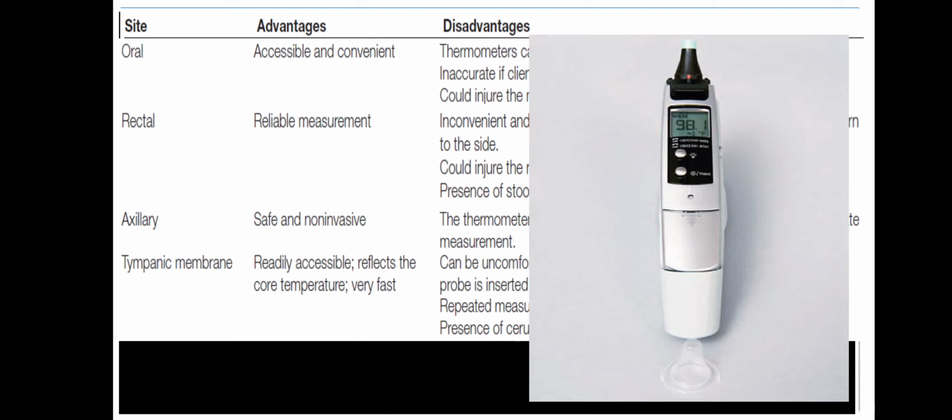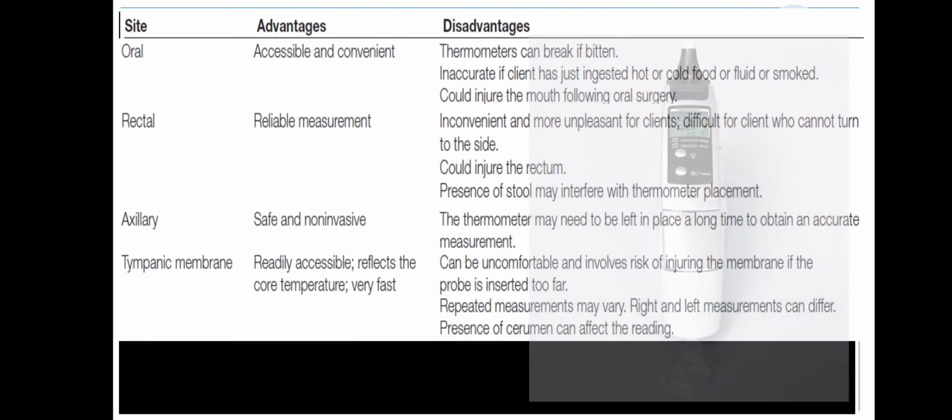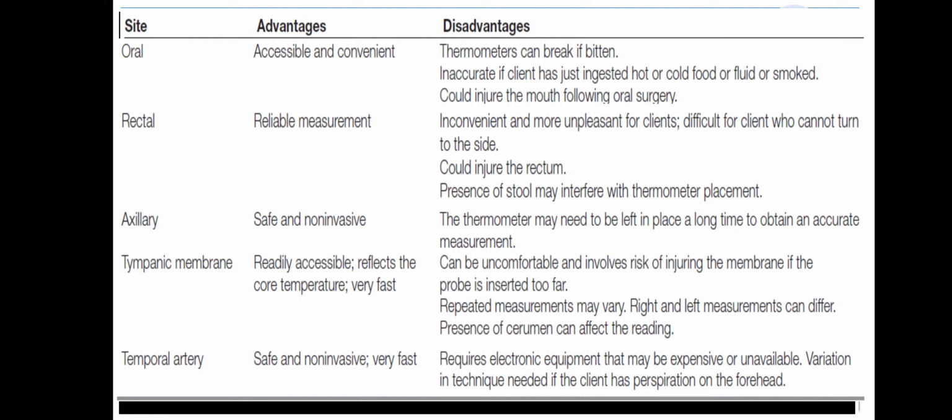So, we have also the tympanic membrane. So, sa tympanic membrane, ito po yung nasa tenga natin banda. It is readily accessible and reflects the core temperature and it is very fast. So, sa ibang countries actually, they use tympanic membrane. Unlike dito sa Philippines, we are mostly reliant on axillary. And nung COVID din, mas nagamit natin yung temporal artery, yung dito sa noo, no?